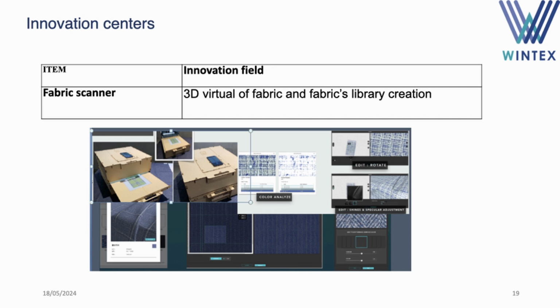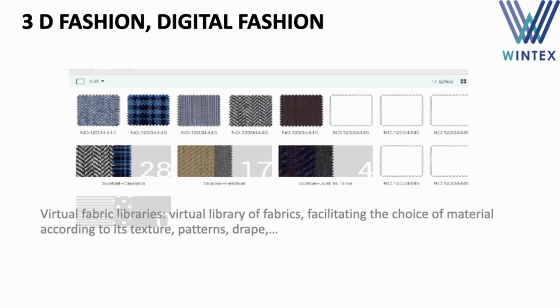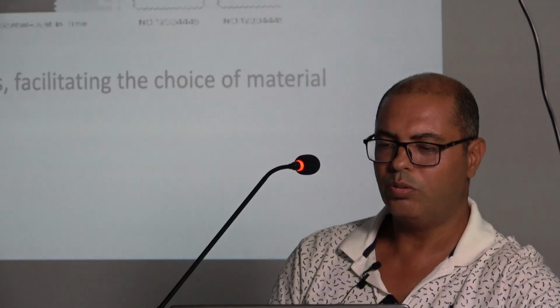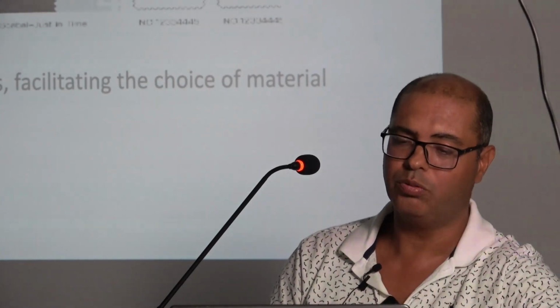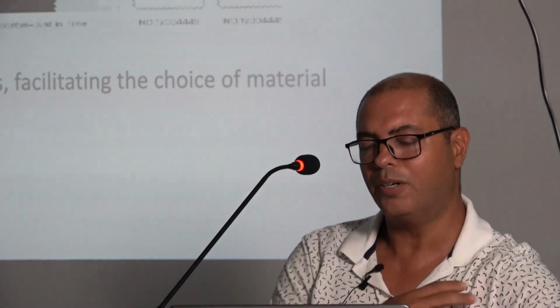This equipment helps to create a fabric library by integrating all the parameters and figures of each fabric, such as texture, structure, yarn used, and the different parameters, weight and thickness of each fabric. So it helps us to create a virtual library of fabrics, and it also helps to facilitate the choice of fabric according to each drape, but also according to the pattern and the texture.